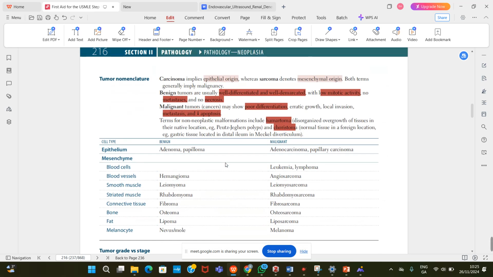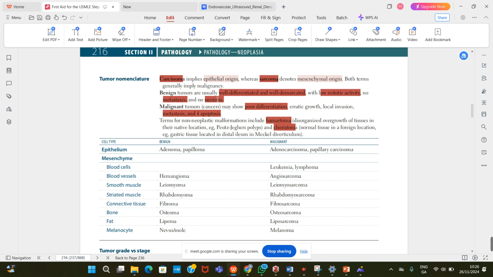Okay, so moving on to tumor nomenclature. The two common ones include carcinoma and sarcoma. Carcinoma just means that the tumor is from the epithelium, while sarcoma means that the tumor is from the mesenchyme. Very simple. Now, that's like a basis for classification. Then you can also classify them according to their nature. Is it benign or malignant?